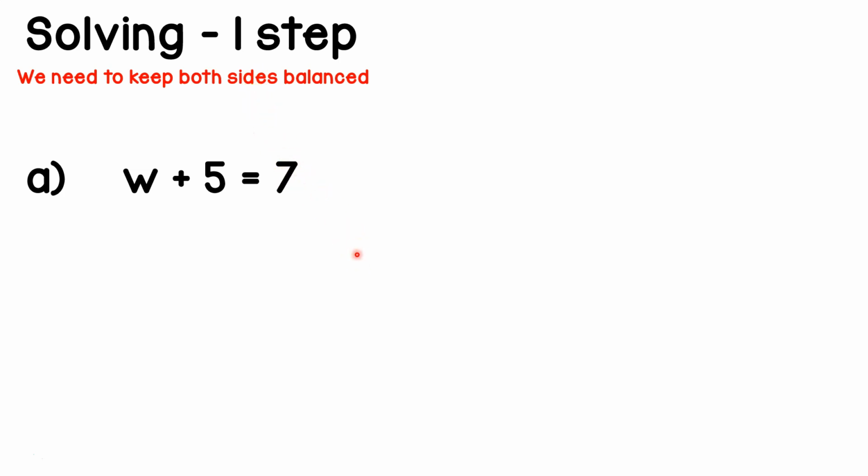Now to solve this, we need to unwind the equation and do the opposite. So to do this, if it's a plus, we minus. If it's a multiply, we divide, and vice versa.